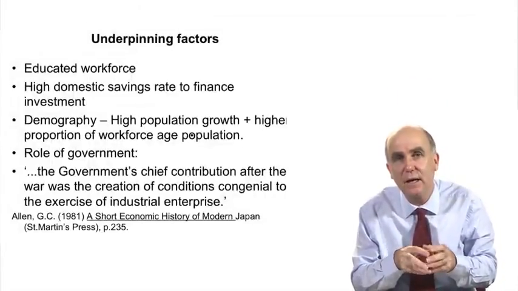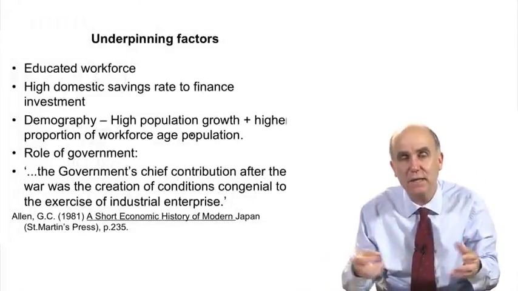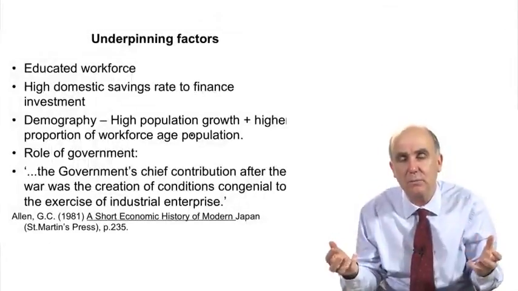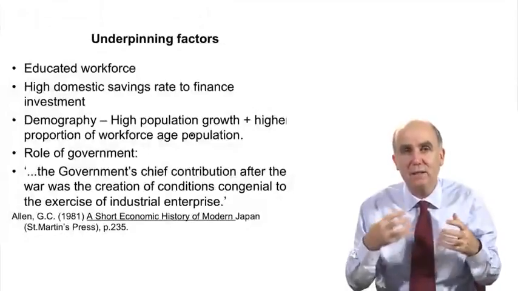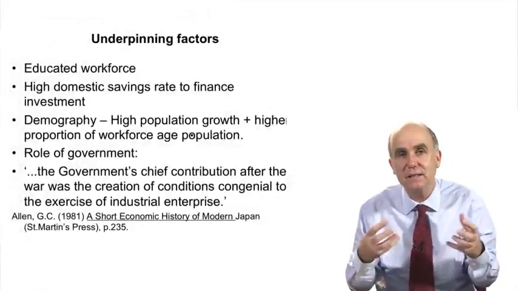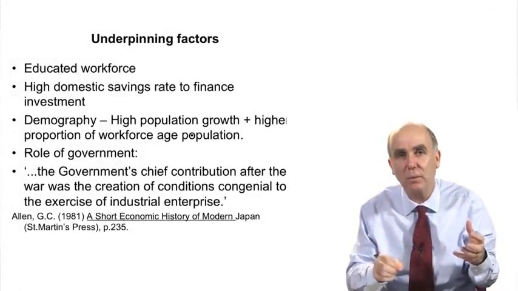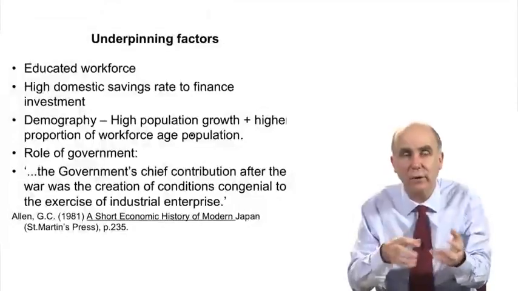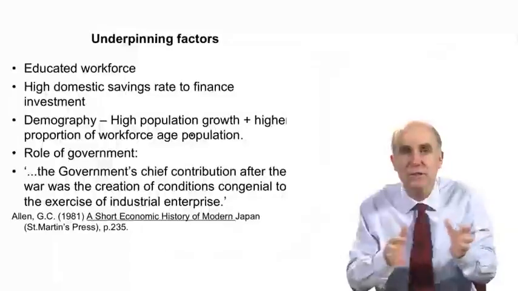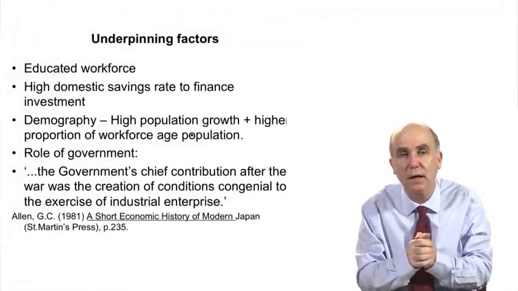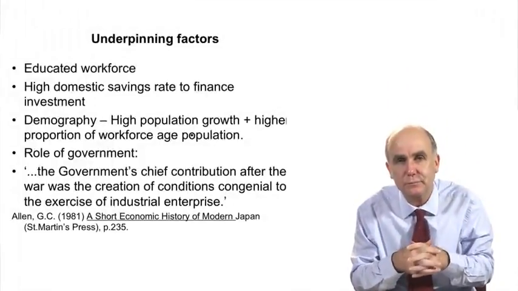Japan had a very high domestic savings rate, so it was able to finance new capital investment without relying on what could sometimes be the unstable source of international borrowing. Japan's demography during this period assisted it in growing. There was high population growth and a relatively high proportion of the population in the workforce age. So a growing proportion of population in workforce age means you've got a relatively larger share of the population contributing to GDP, which, other things equal, is going to increase your GDP per capita.